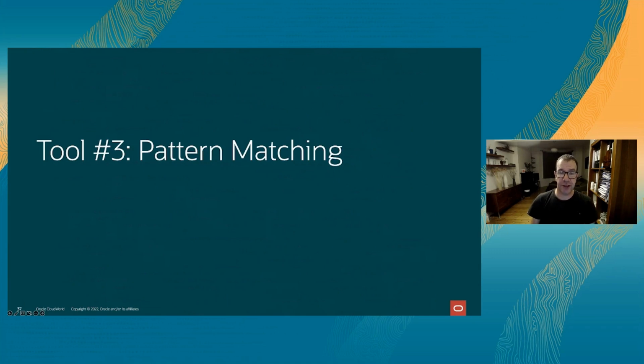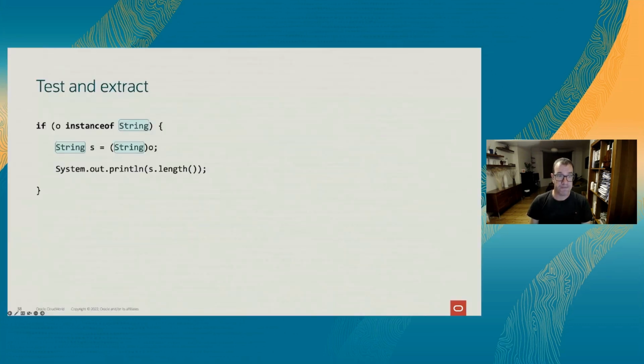Okay, final feature from Project Amber that we'll use extensively in data-oriented programming, and that's pattern matching. We've all written code like this before. We use instanceof to test a value. In this case, the test is whether a value o is a string. Then we'd like to use the string value. But we have to declare a local variable and use an explicit cast, which is a pain, right?